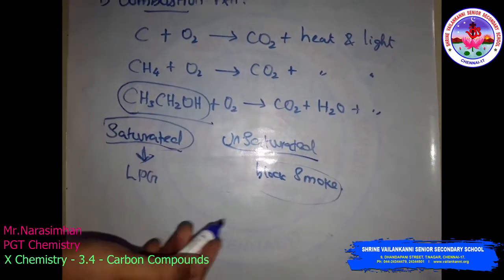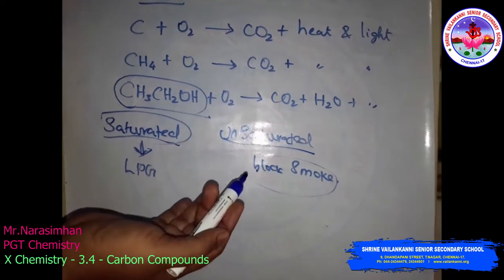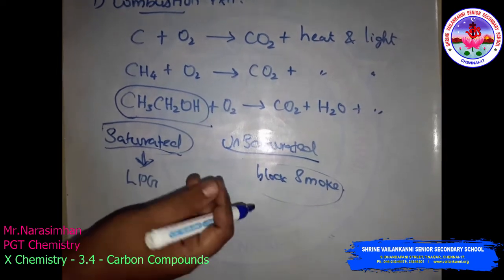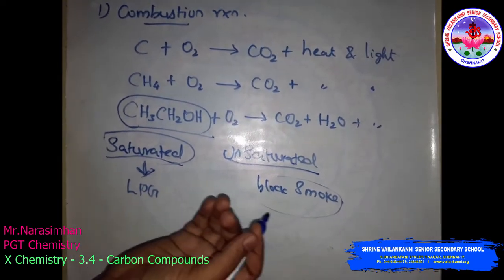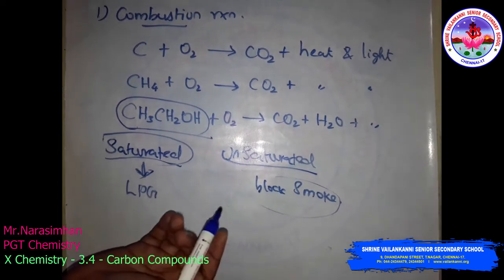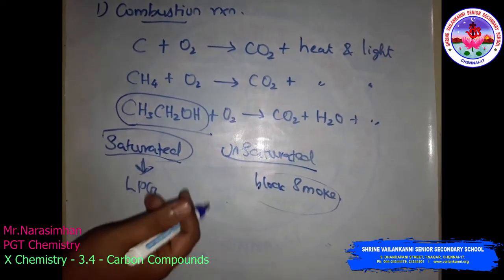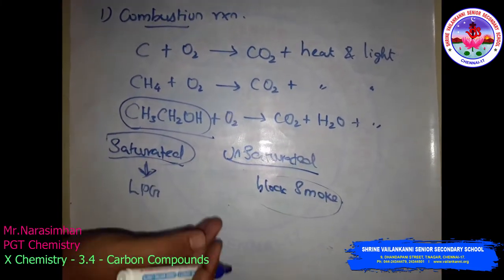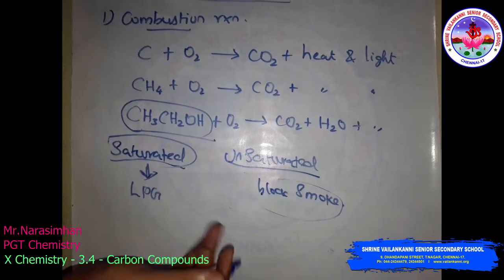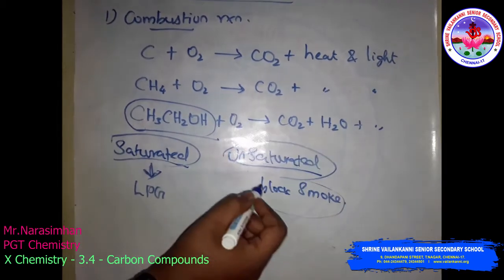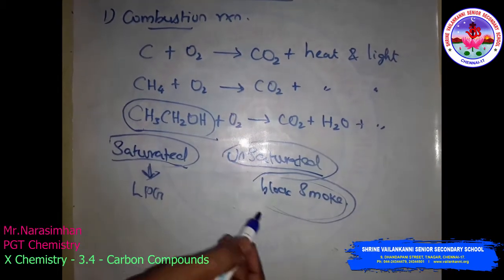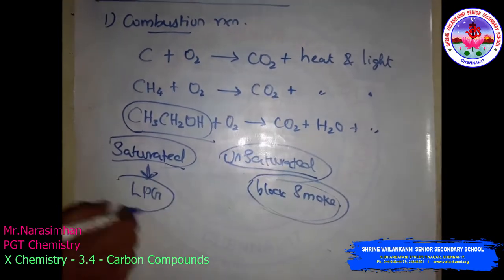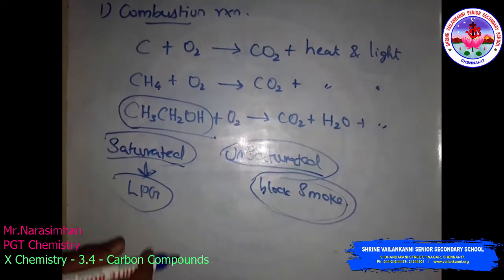For example, in our laboratory lighting the Bunsen burner, there is an air hole at the base. Suppose you make some adjustment to that air hole, what happens? It gives a yellow flame. That is incomplete combustion of the fuel, which means a large amount of black smoke is produced. Complete combustion flames usually give a blue-colored flame.